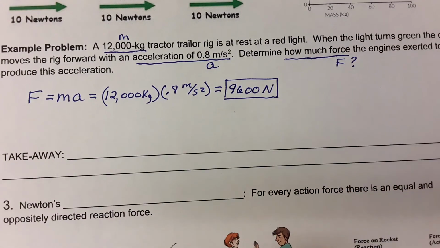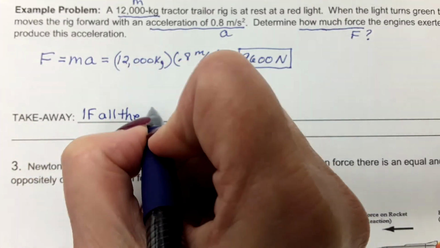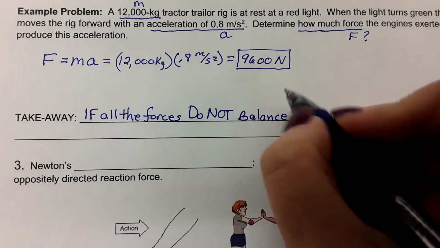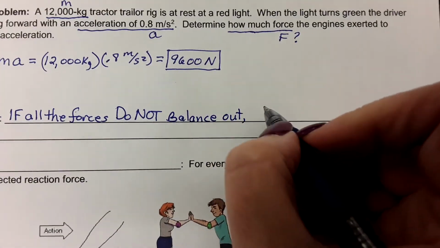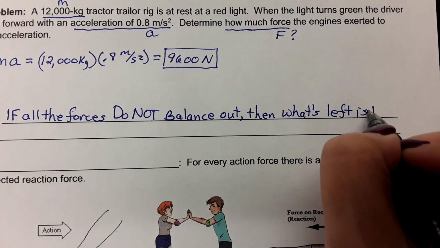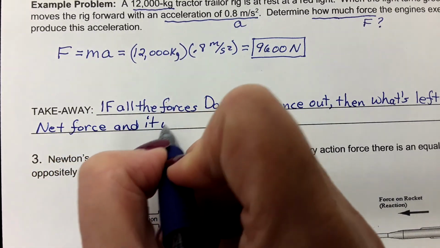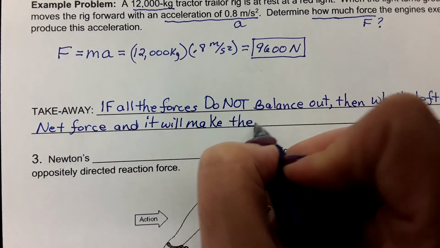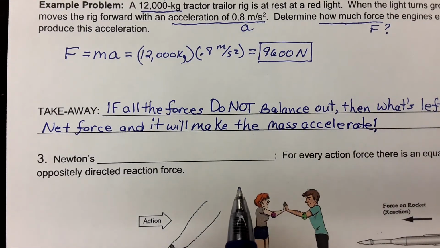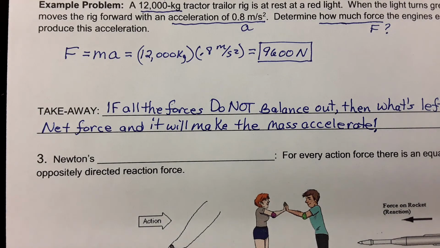Now, the takeaway here. When you're applying Newton's second law, if all the forces do not balance out, in other words, if there's something left over when you add the forces, then what's left is the net force, and it will make the mass accelerate or change motion. And that's where we get F = ma. The net force will make the mass accelerate. Now, how was that for a nice little formula? It's easy to remember, isn't it?